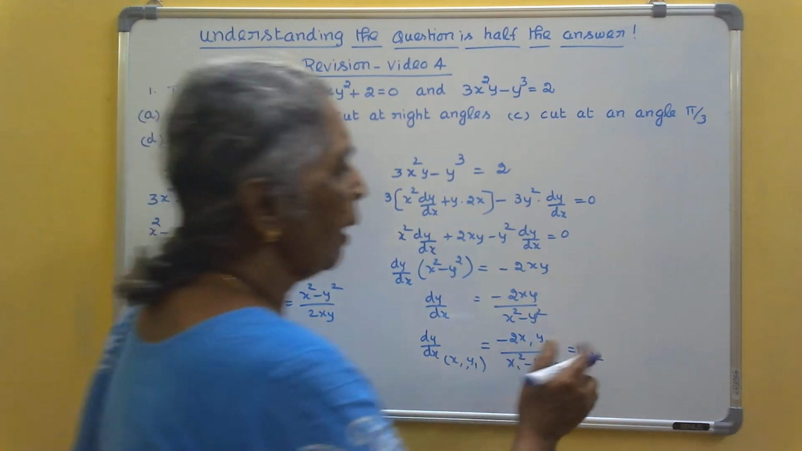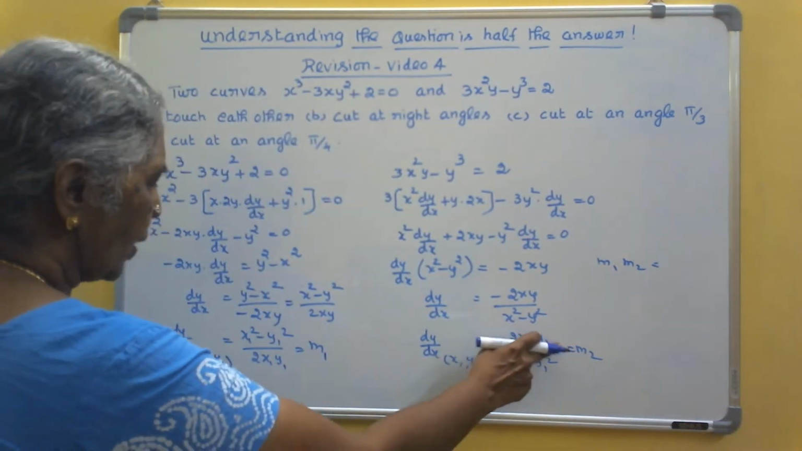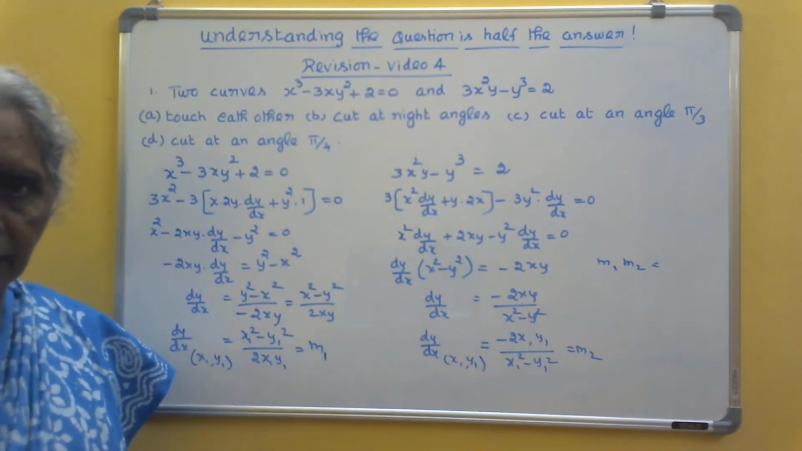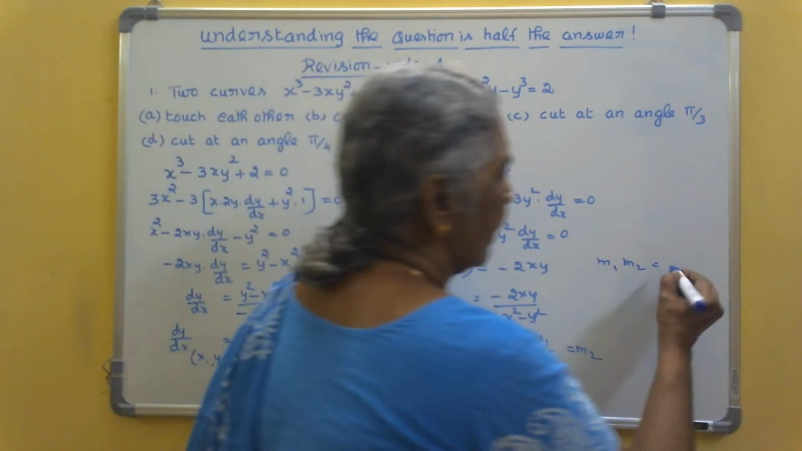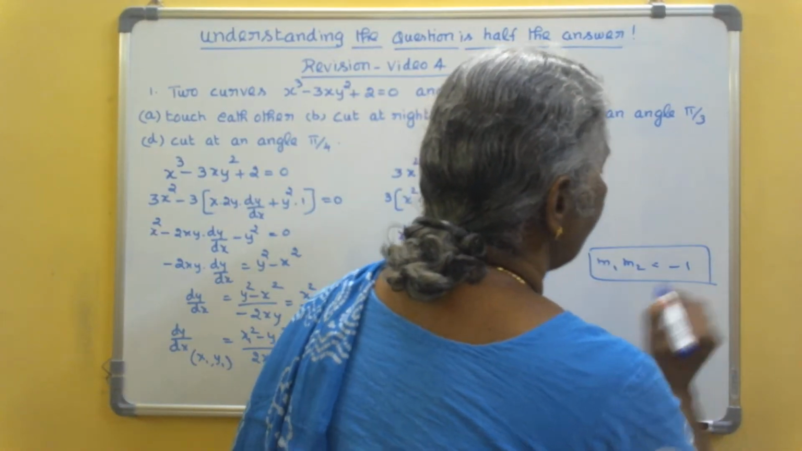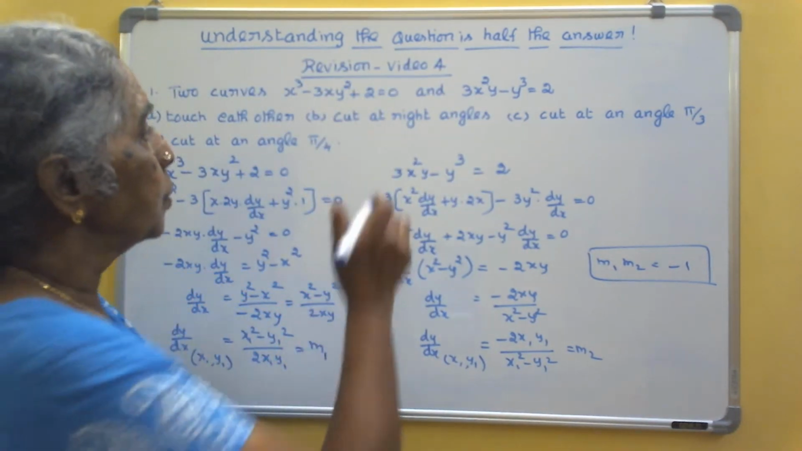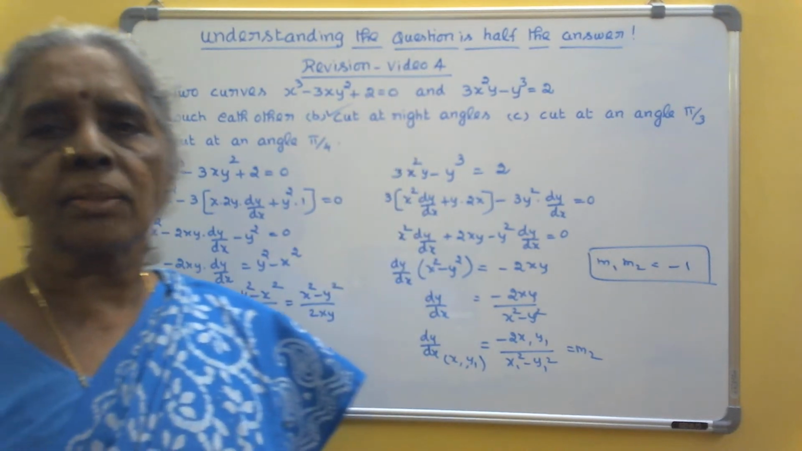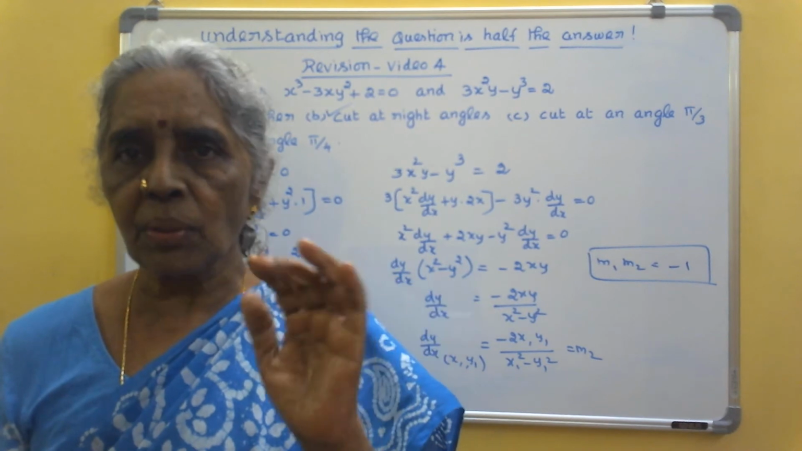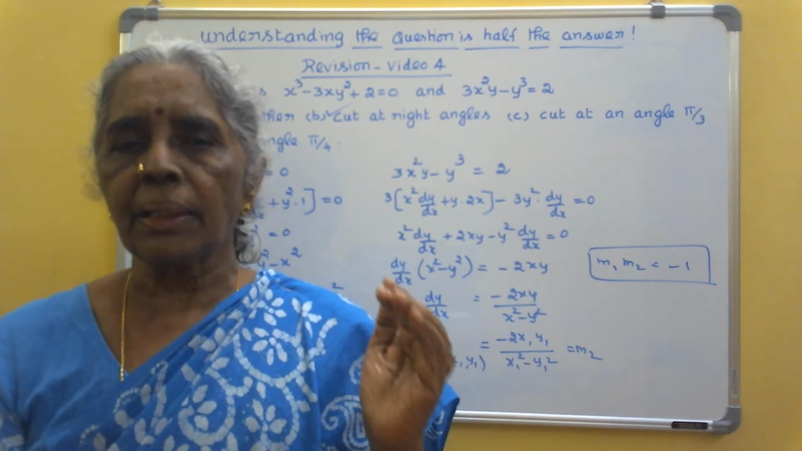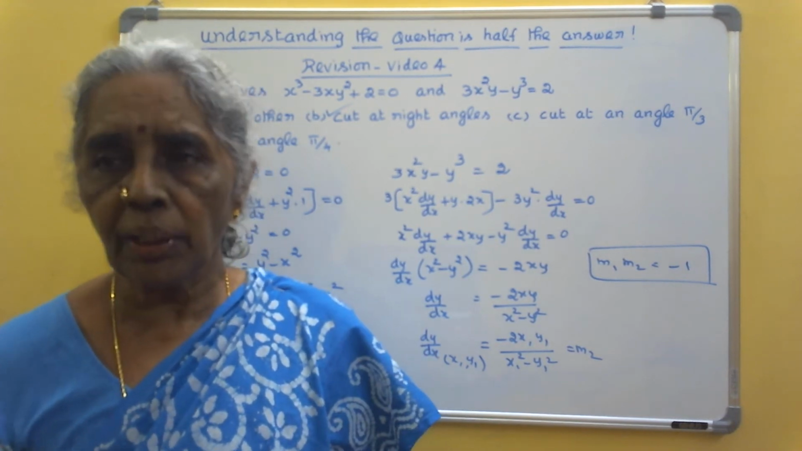Now just have a look at m1 and m2. If you multiply m1 into m2, see the 2x1 y1 will get cut, x1 squared minus y1 squared will get cut, only a minus is there. So we will be getting a minus 1. Since m1 m2 is equal to minus 1, the two curves cut at right angles, so that is option B. Okay, so it is not the answer on which you have to concentrate, but see the method, how to approach the sum and how to go about. Is this sum clear to you?